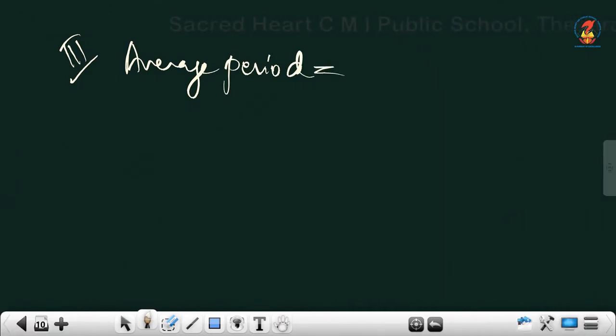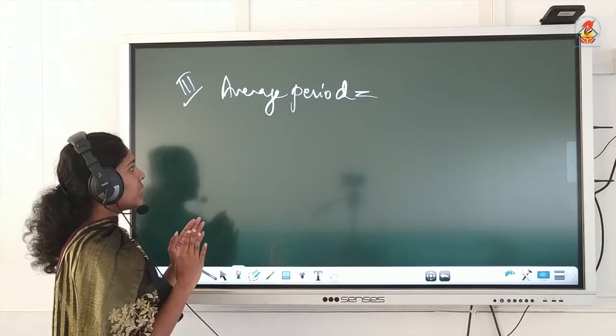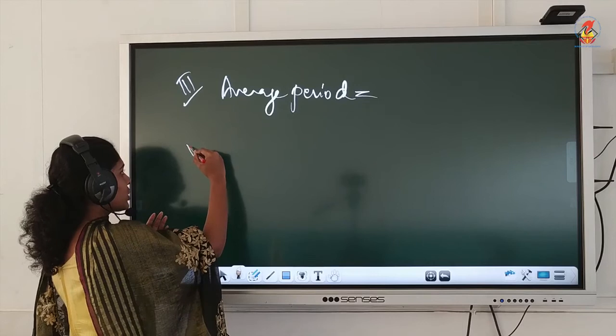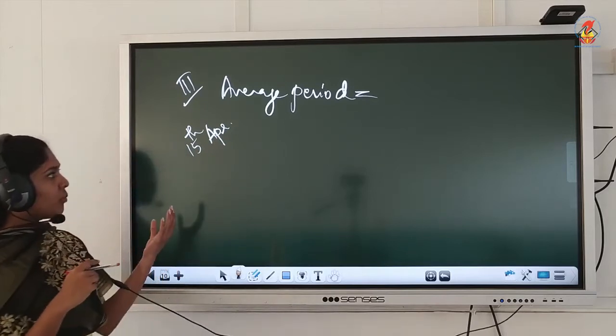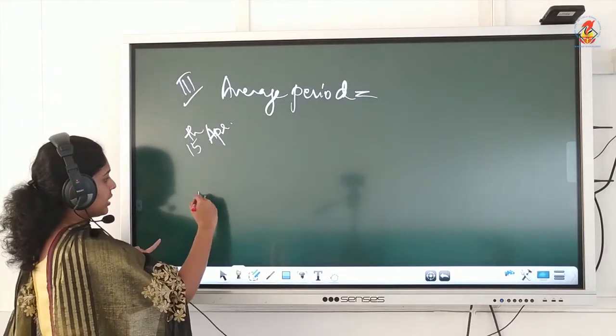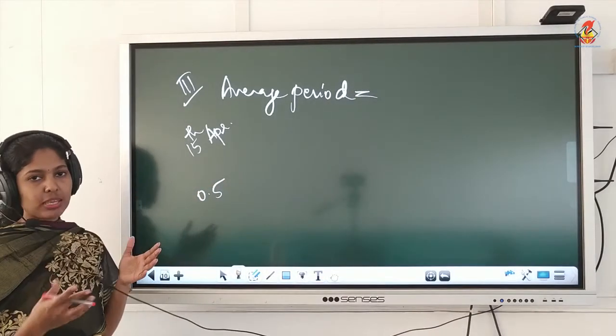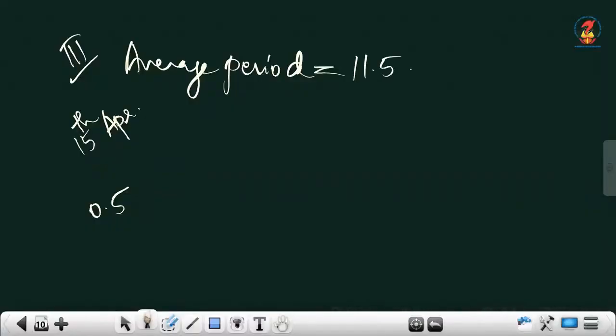Average period will be equal to, again the same formula, months left after first drawings plus months left after last drawings divided by 2. The withdrawal is happening in the middle of every month. So first withdrawal would be on 15th of April. So how many months are there after this? We have half of April. Then how many months more we have? 11 months more we have. So it will be 11.5. Did you all understand? We have half month of April, then 11 more months. So 11 and a half months plus months left after last drawings.